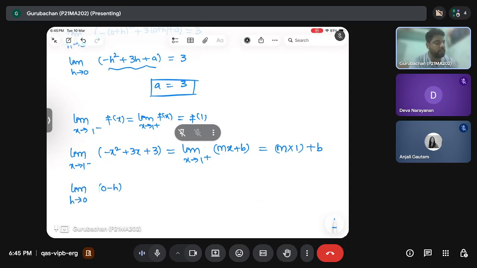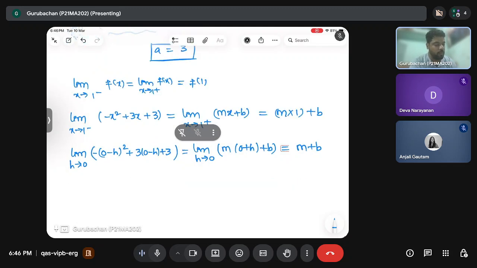limit h tends to 0, minus h square plus 0 minus x plus 3, limit h tends to 0, 0 plus h plus b, and this is m plus b. So from here you can directly say it will be a polynomial in h. You can directly substitute h tends to 0. So this will give you the value 3.